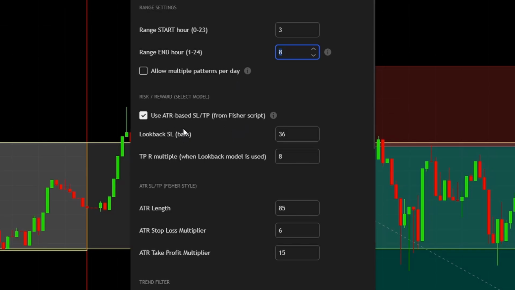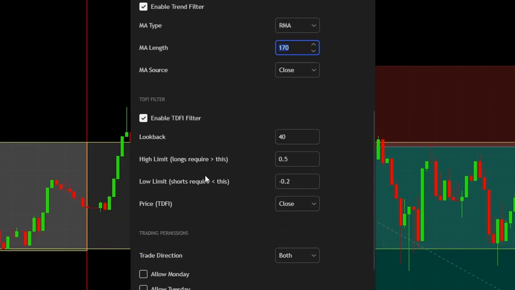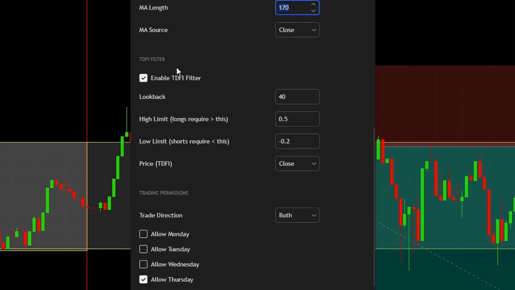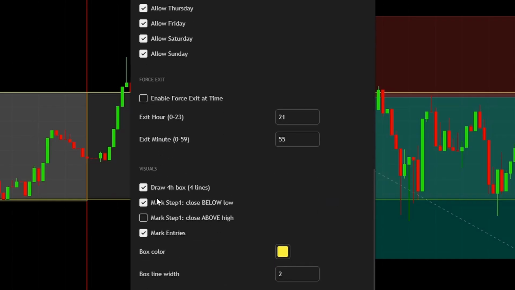And instead of a swing low, swing high stop loss, we are using an ATR based stop loss, which settings you can see here, with a 6 times ATR multiplier for stop loss and a 15 times ATR multiplier for take profit. That's around a 1 to 2.5 risk to reward ratio. I added a trend filter using the RMA or the SMMA, one of my favorite trend filter indicators, with a 170 length. And I added one of the best filters I've ever found, the TDFI. It uses a 40 lookback, 0.5 for high limits and -0.2 for low limits. We also allow both longs and shorts, but we disallow trading on Monday, Tuesday and Wednesday. And that's all for this strategy.